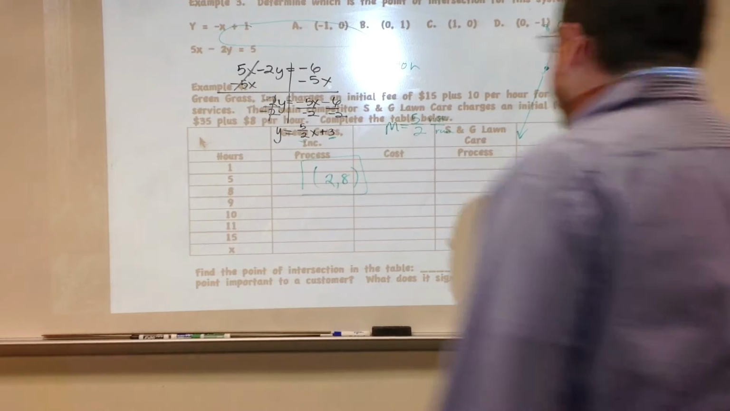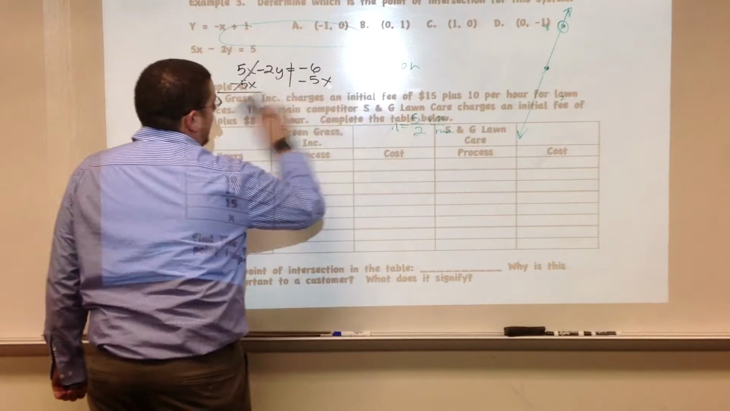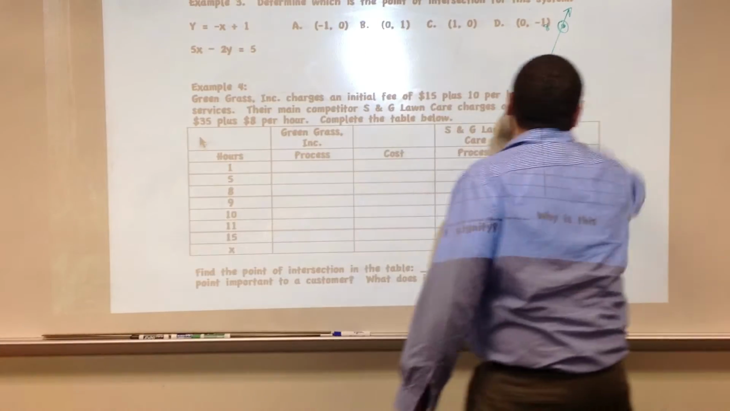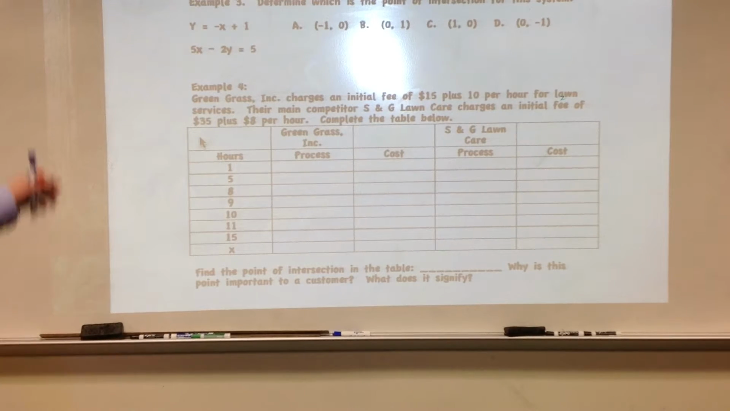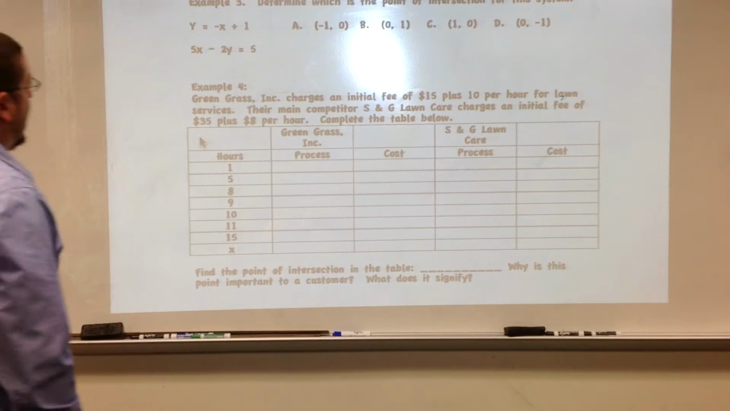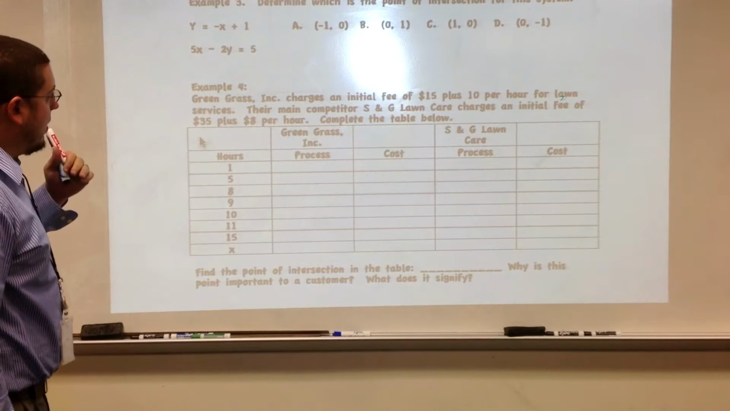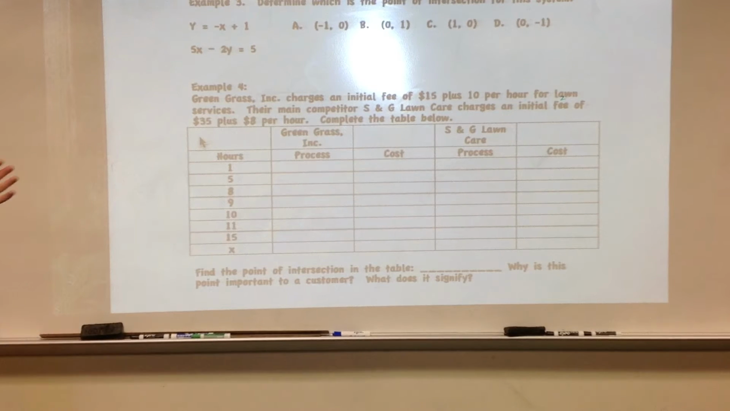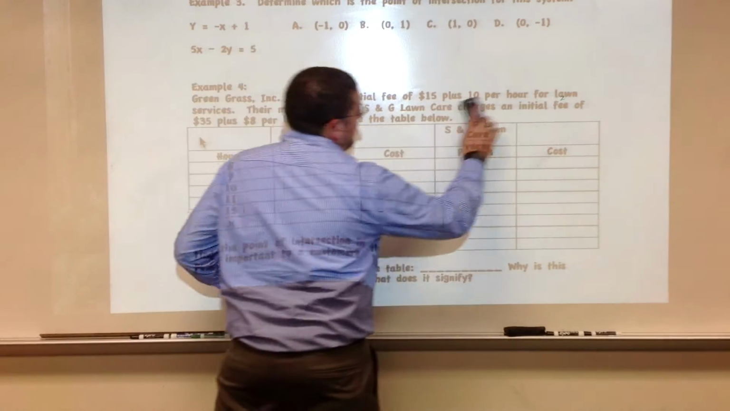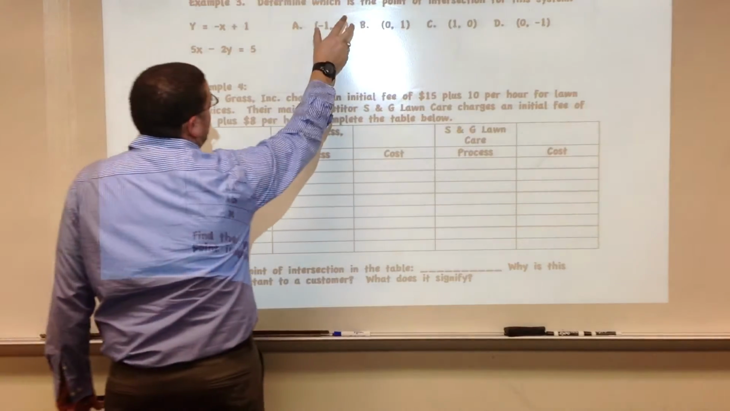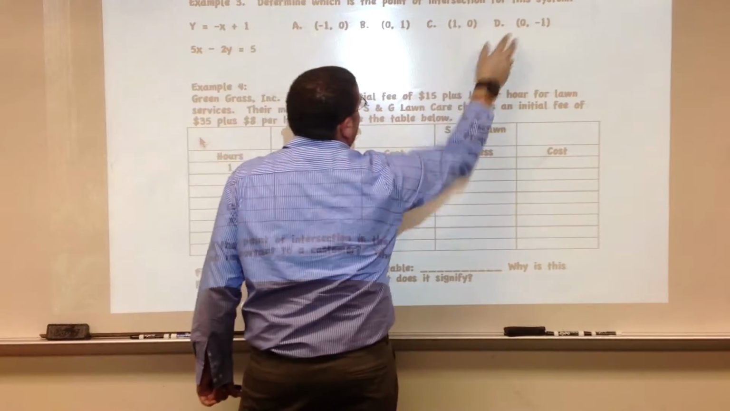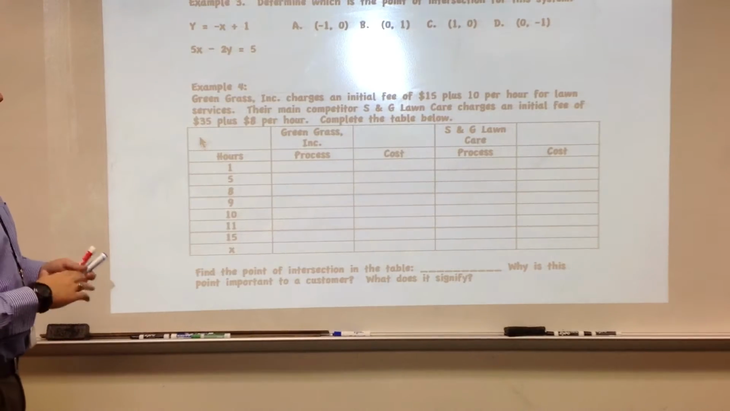All right, let's look at example 3. Example 3 says, determine which is the point of intersection for this system. Again, we're still solving a system, but now we have multiple choice to find our answer. There's a couple different ways we can do this. One, we could graph this and see what the intersection is. The other thing you could do is plug all these points in and see, does it work for both equations? Let me go ahead and do that real quick.